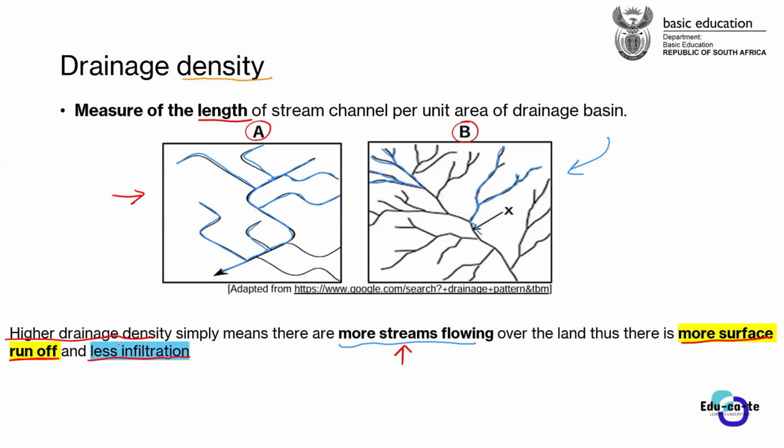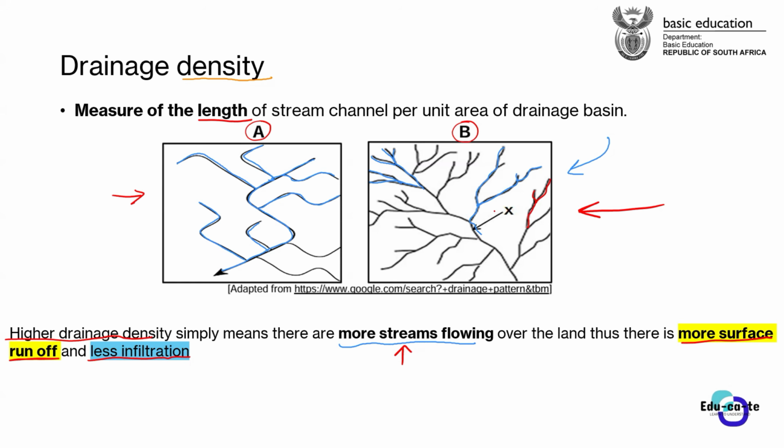So if you go to the drainage pattern B in this particular example, it has got higher drainage density because you can see more streams flowing in drainage pattern B compared to drainage pattern A, right? That's why we say we've got higher drainage density. So this practically means that here at the drainage pattern B, there is more surface runoff because more water is flowing over the land. So there is a greater surface runoff, and it means that less water is sinking into the ground because we can see it flowing, right?